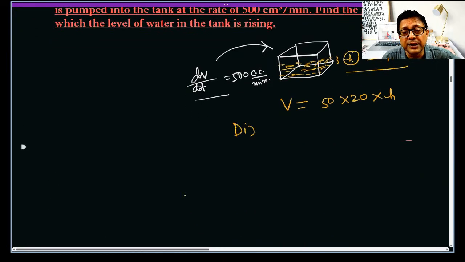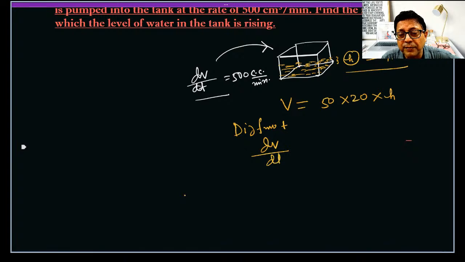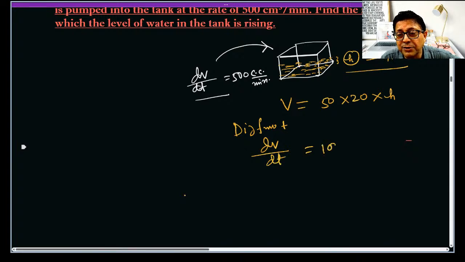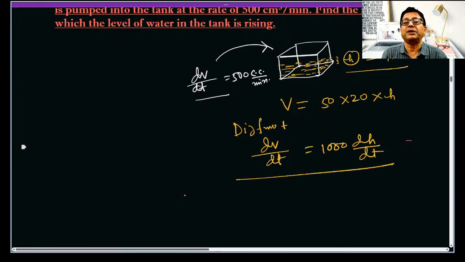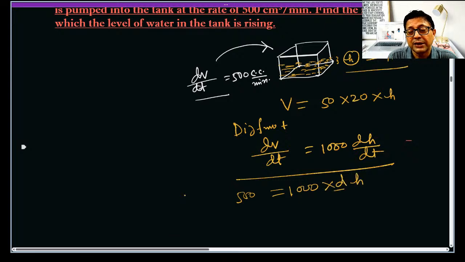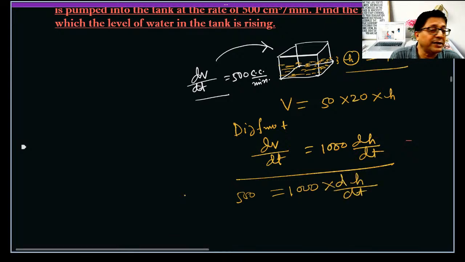So differentiating with respect to t. I hope all of you are doing it with me. Otherwise this session will be useless if you are not solving it with me. dV by dt will be 1000 dh by dt. Put the value of dV by dt here. dV by dt is given as 500 cubic centimeter per minute, so 1000 dh by dt, isn't it?